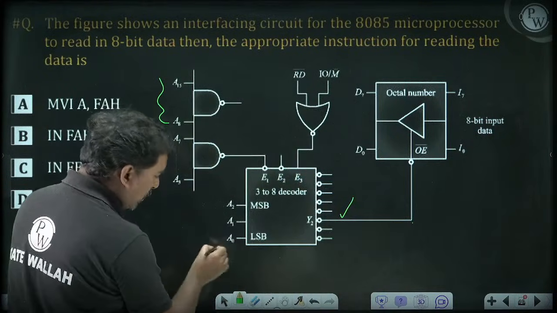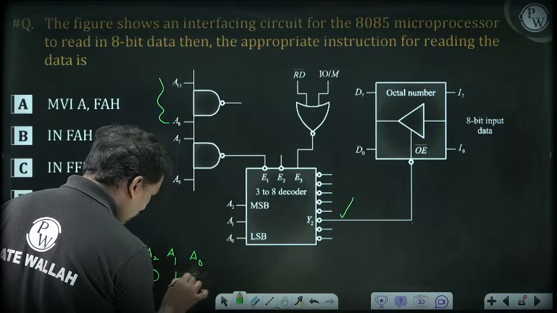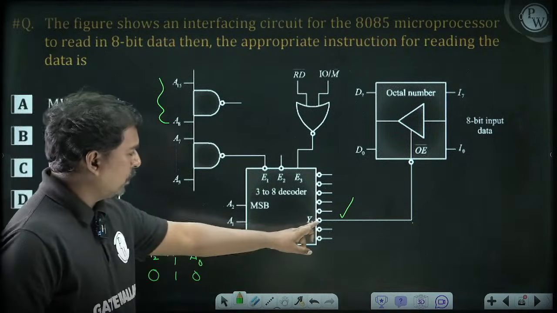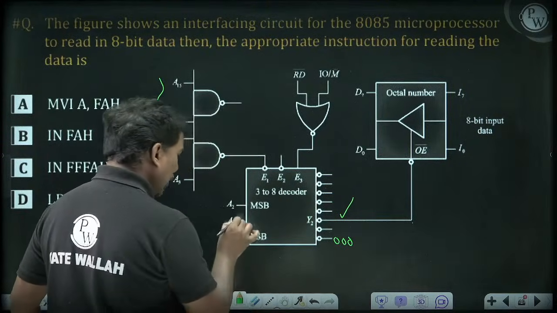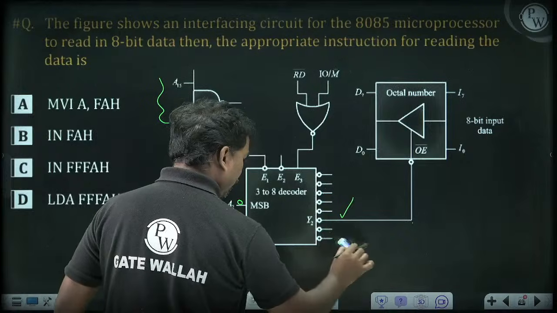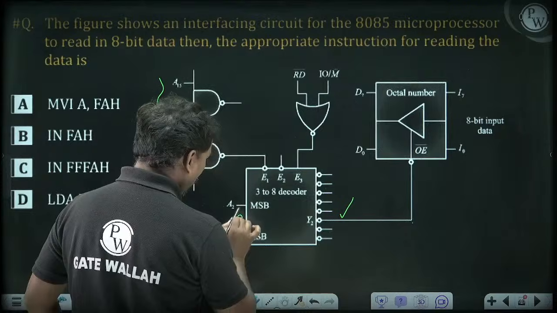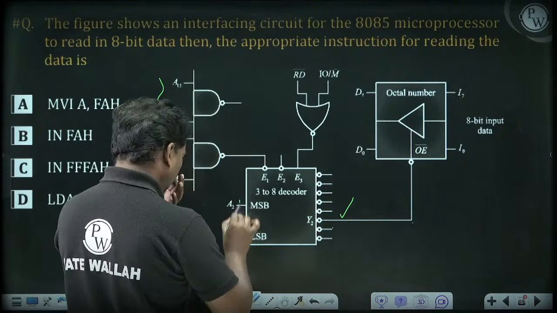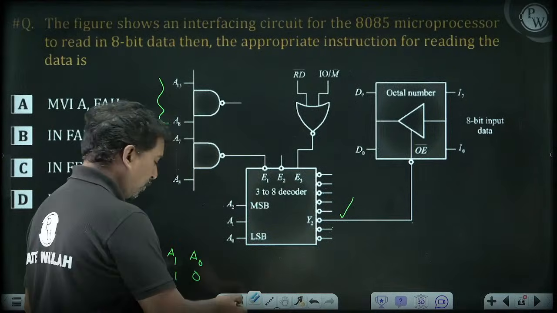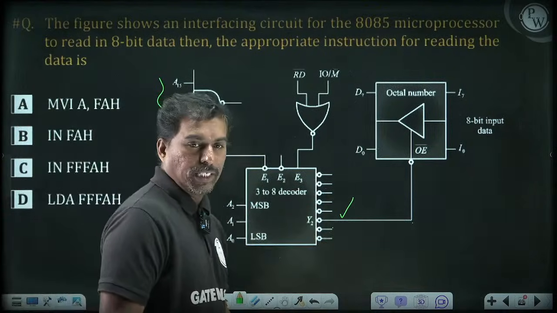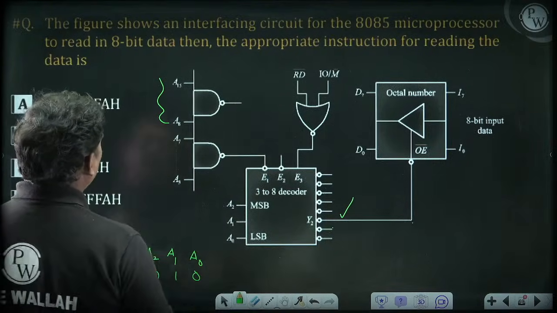This has to be selected means A0, A1, A2 must be 0, 1, 0. Why? Because if it is 0 0 0, Y0 will be selected. Suppose if it is 0 0 1, Y1 will be selected. 0 1 0, Y2 will be selected. Okay, so that's fine. Next, what about A3, A4, A5, A6, A7?